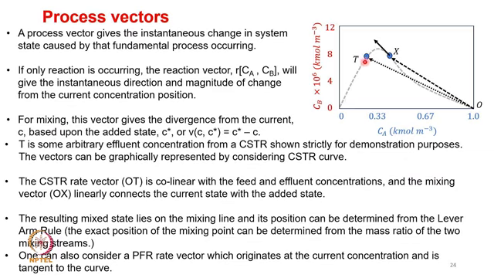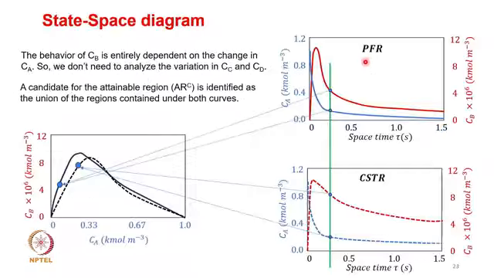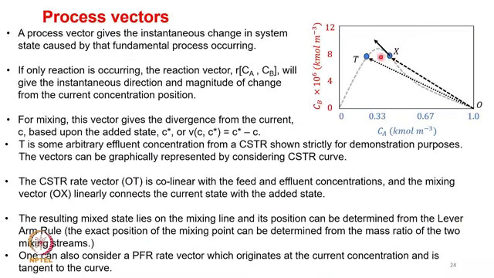So let's look at an arbitrary concentration T. The dashed line is of course represented by the CSTR. This is only the curve of the CSTR from the previous state space diagram, so we replot it over here, and let's look at a point T. T is an arbitrary effluent concentration in the CSTR. We are just using it for demonstration. The vectors can be graphically represented here. The CSTR rate vector OT is collinear with the feed and the effluent concentration. So this is the rate vector.